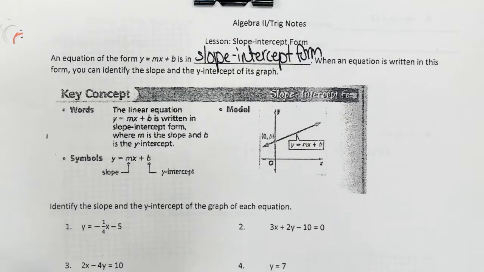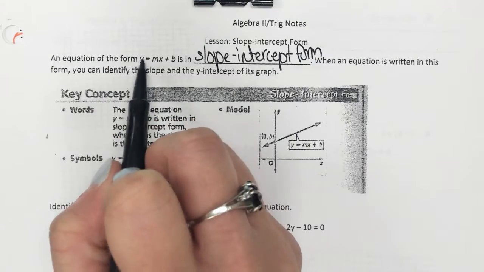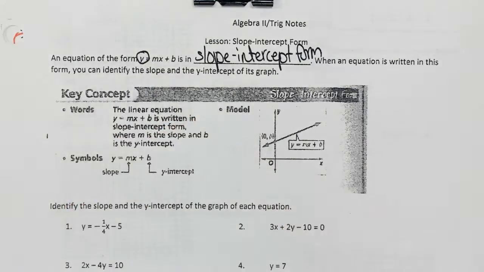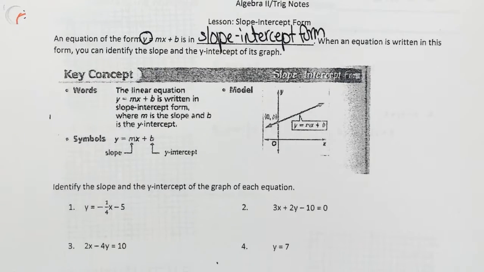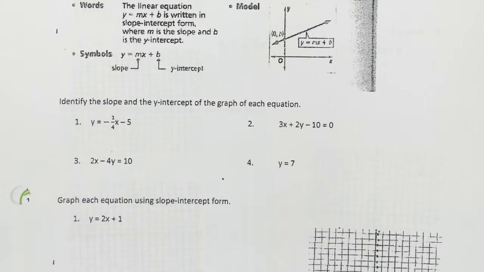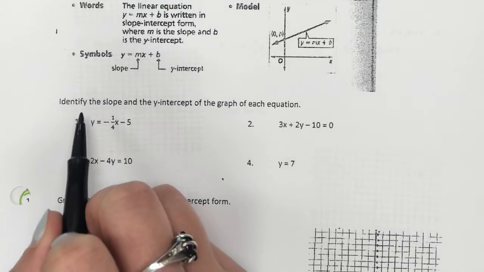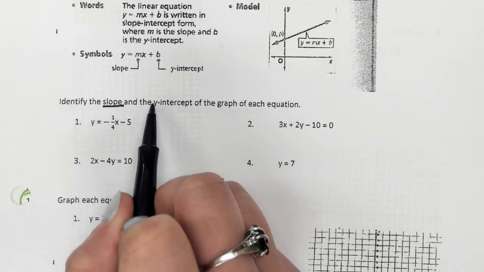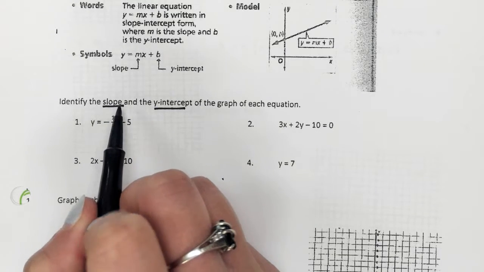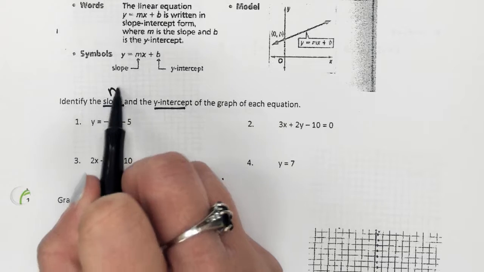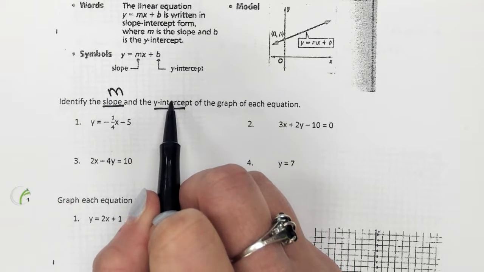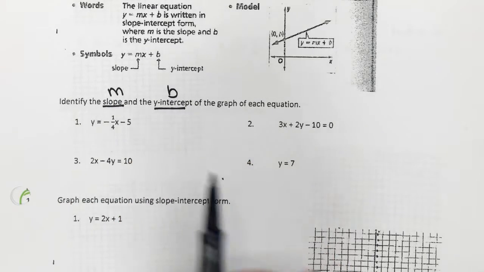Okay, so when you use slope-intercept form, what letter has got to be by itself? Y, right? So let's look at 1 through 4. Is y already by itself on number 1? Yes. All right, so all it says to do is identify slope and y-intercept. What was slope? What letter? M. The M. And then what was y-intercept? What letter? B. There you go.